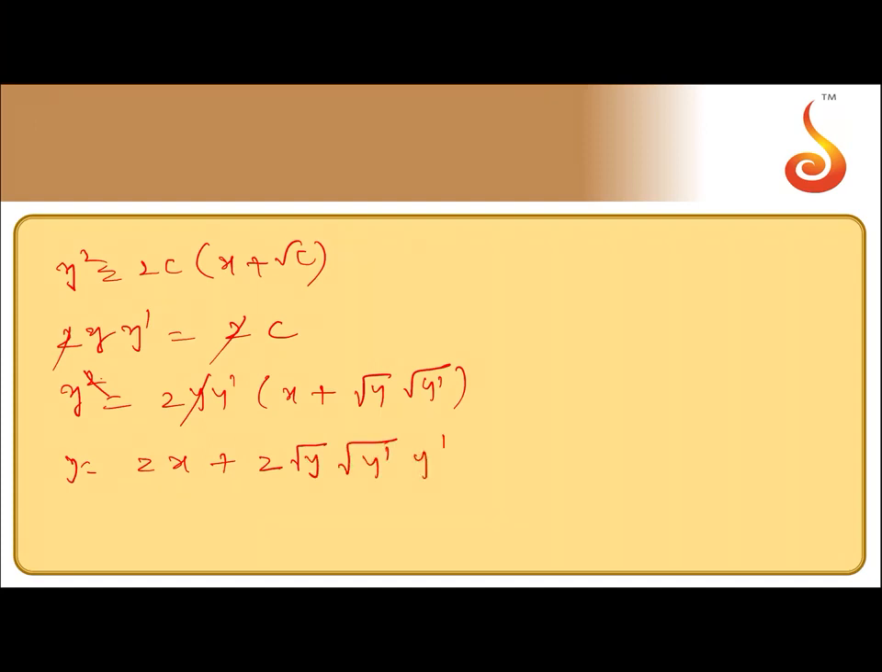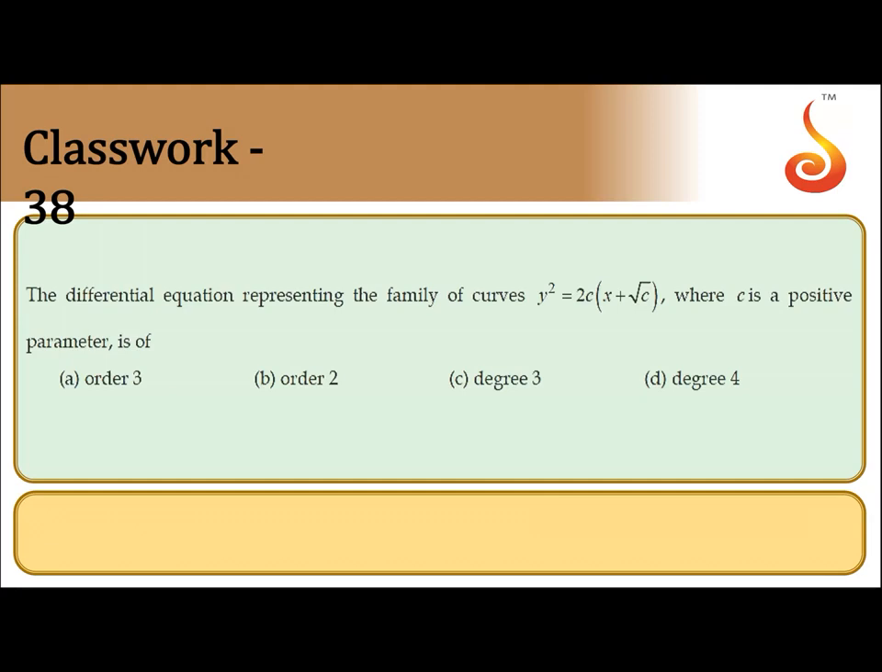And of course, multiply by y dash. And to eliminate this square root, we have to square it. So (y minus 2x) into y dash, taken whole square, is equal to 4 times y into (y dash) whole square, so y dash whole cube we will be getting. So the degree of this differential equation is equal to 3. So the answer is 3. Degree is equal to 3.